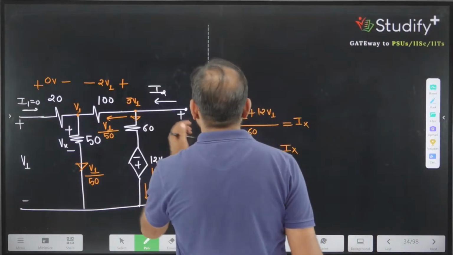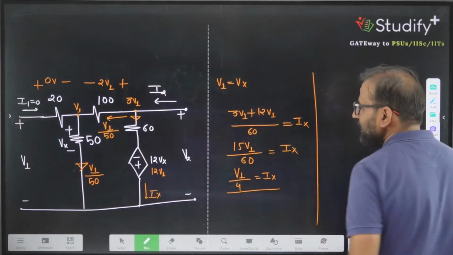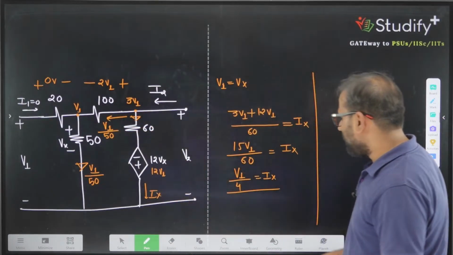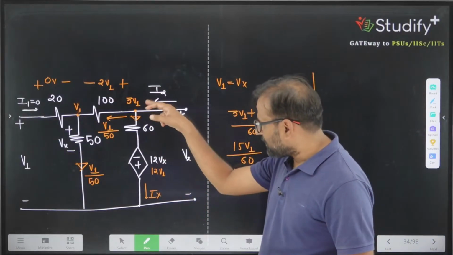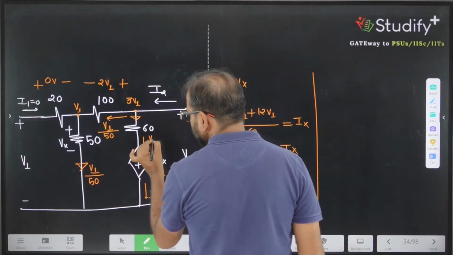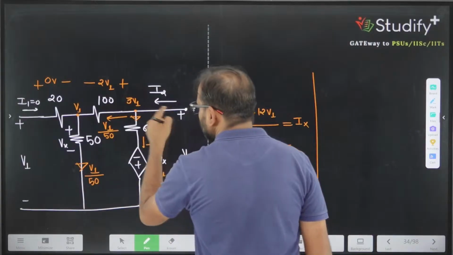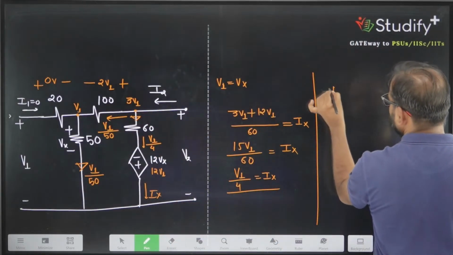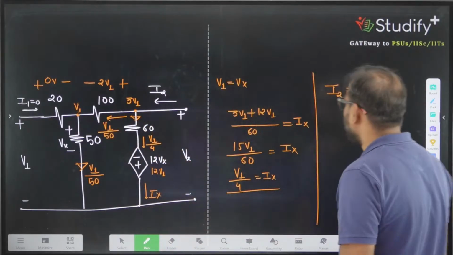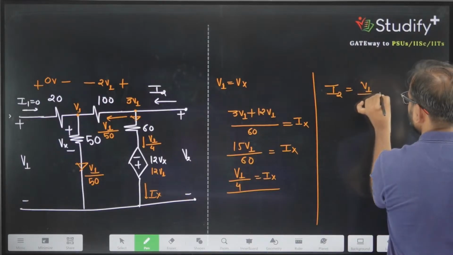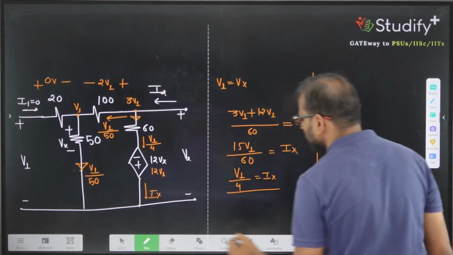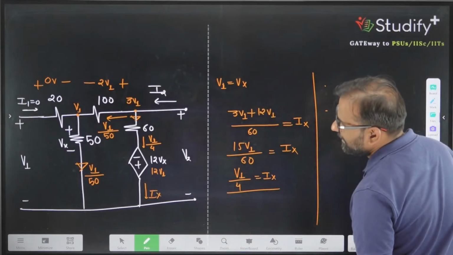Can I say what is the value of current I2? For the value of current I2, we can apply the KVL. This current is V1 divided by 50, and what is the current going in this branch? 3V1 plus this current is V1 divided by 4. So what is the value of I2? I2 is given by the sum of this current and this current. So V1 divided by 50 plus this. We can find the value of I2.